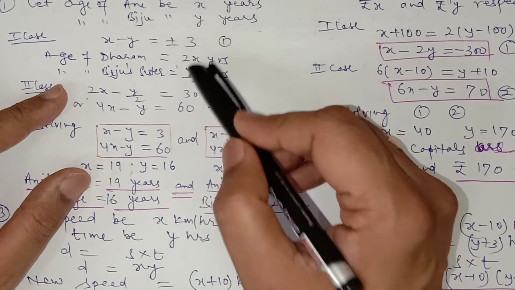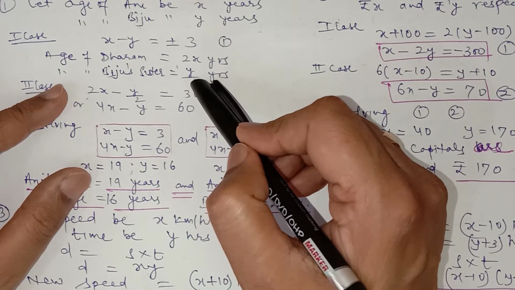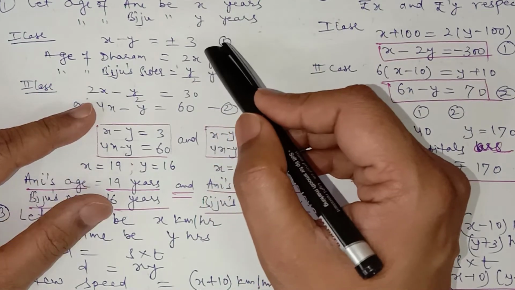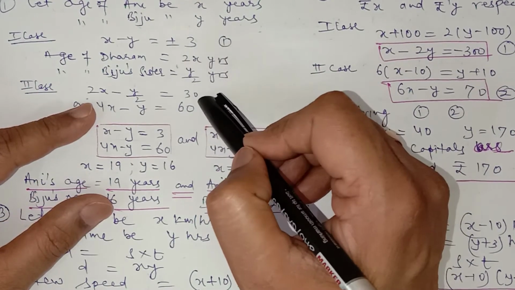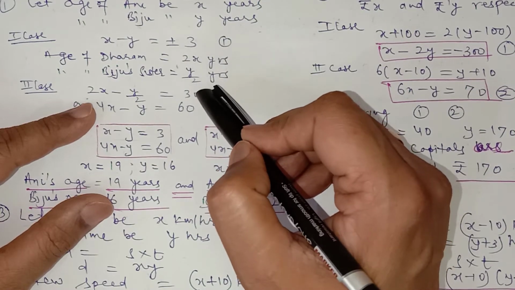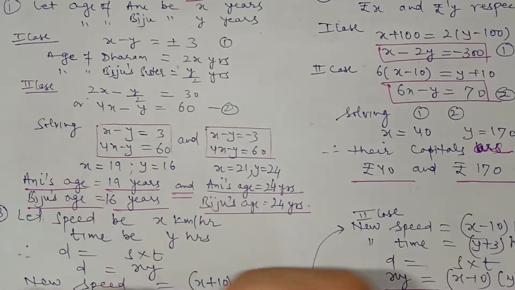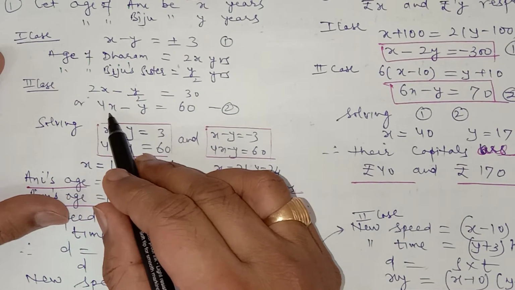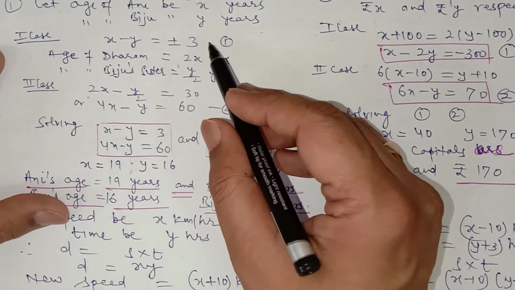Biju's sister's age will be y upon 2, because it is given that Biju's sister is half the age of Biju, and it is given that the difference between their age is 30. So 2x minus y upon 2 is equal to 30. Multiply the whole equation by 2, so that you will get 4x minus y is equal to 60. This is the first, this is the second.